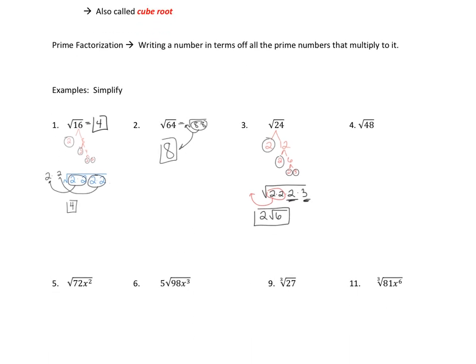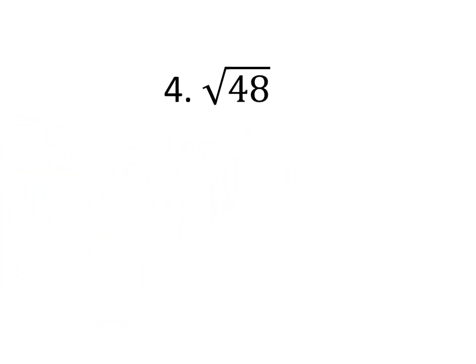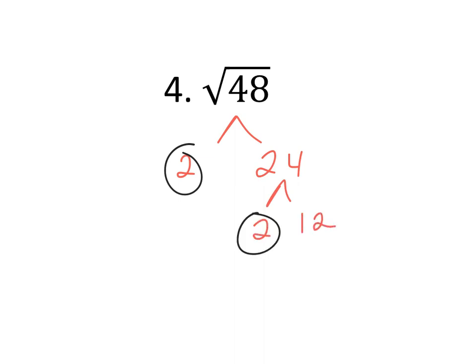If I were you, I would try to do example number 4 by yourself. So you can hit pause if you want to go through it by yourself, or you can watch me go through it. I say to myself, what makes 48? 2 and 24. Circle my 2, it's prime. What makes 24? 2 and 12. Circle my 2, it's prime. What makes 12? 3 and 4. Circle my 3, it's prime. What makes 4? 2 and 2. Circle them all, they're prime.